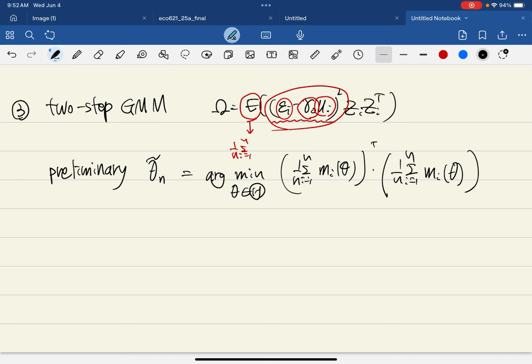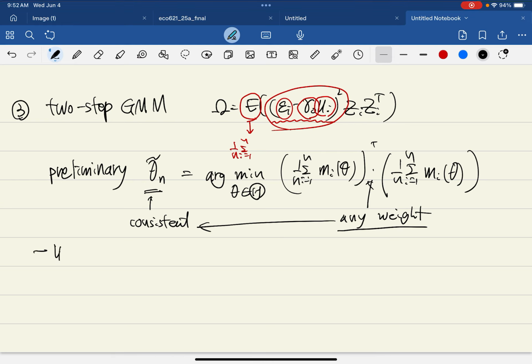Whatever W you may use, any weight will yield a consistent estimator. This will be consistent for any weighting matrix. Any weighting matrix here means it should still be strictly positive definite and symmetric. So any weighting matrix that satisfies the minimum assumption will yield a consistent estimator theta tilde.